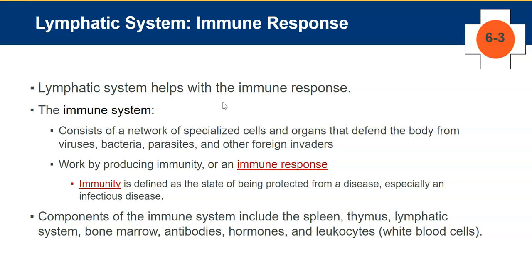Now, specifically, how that works is we develop an immune response. Immunity is that state of being protected from some sort of an infectious disease. And so all of those components, the spleen, the thymus, and the lymphatic system, work in conjunction with bone marrow and particular antibodies that we might develop to fight off infection.